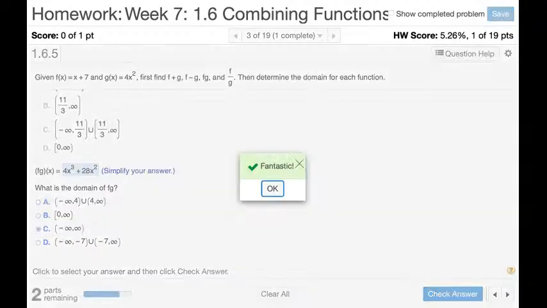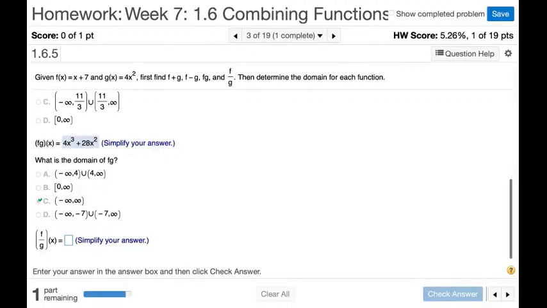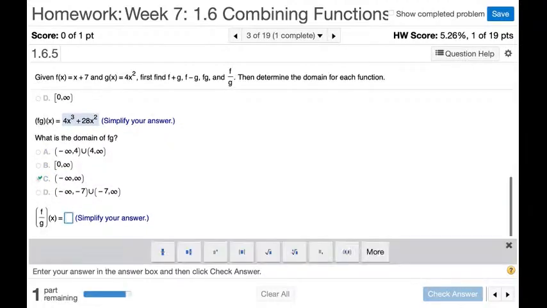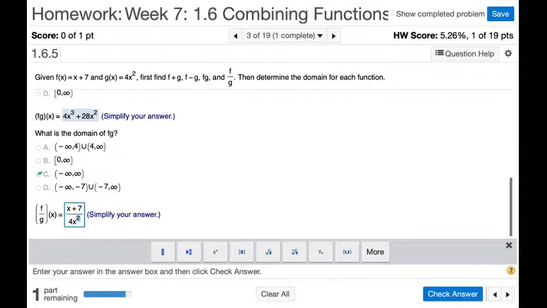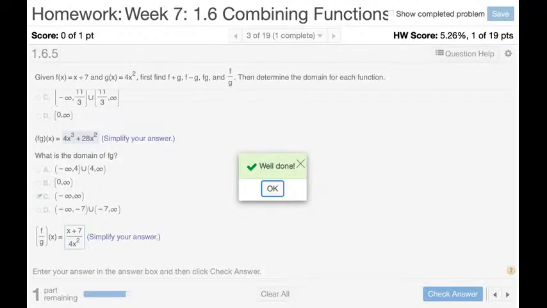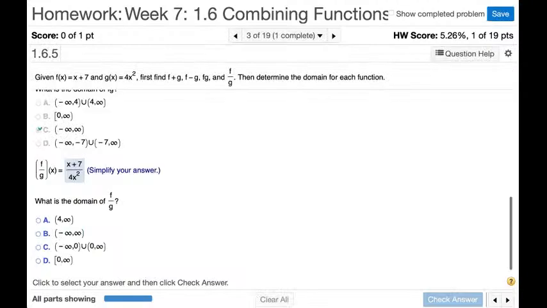And then D, f divided by g. So I'm just going to do it this way. The numerator is x plus 7. The denominator is 4x squared. Okay. This one, we have an added stipulation: we cannot divide by 0, so we've got to throw out any x that makes the denominator 0. So then I think 0 is a number that we have to throw out in this case. So we want everything except 0, so that's going to be C. Because again, we can't divide by 0.